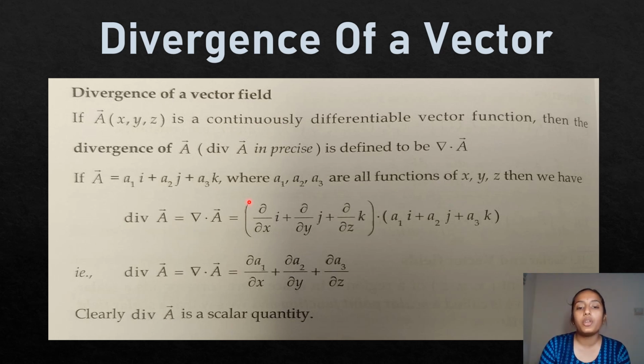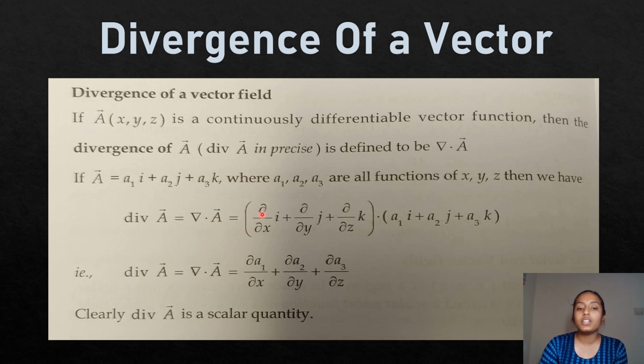Then we can see the formula: dou by dou x i cap plus dou by dou y j cap plus dou by dou z k cap, dotted with A1 i, A2 j and A3 k cap. When we multiply these, as we can see, it is a dot product, a scalar multiplication. So you are just going to multiply the i value with the i value, j value with the j value and k value with the k value. When we perform scalar multiplication, we do not write the ijk components in the next step.